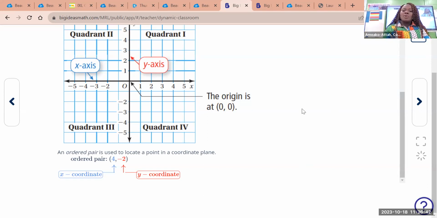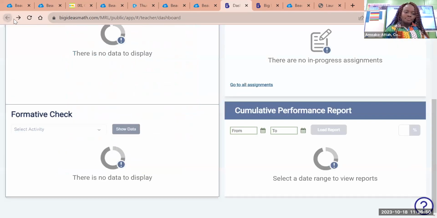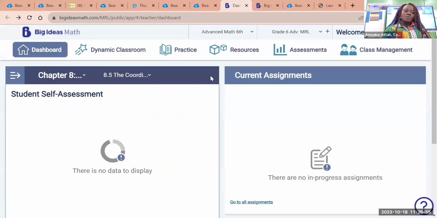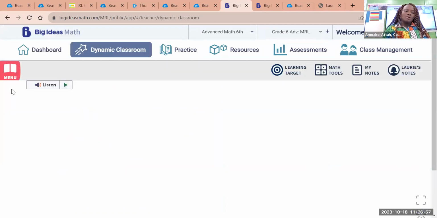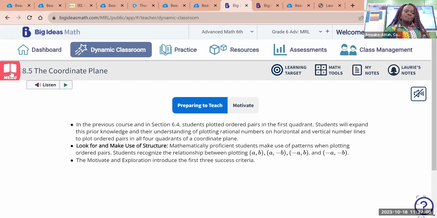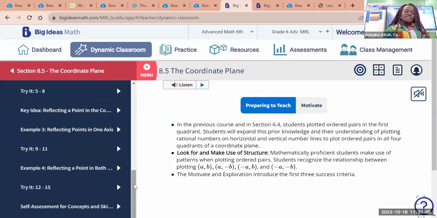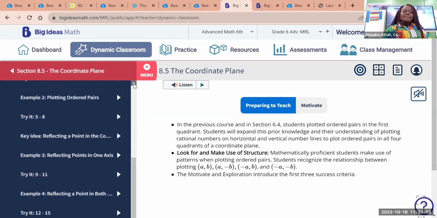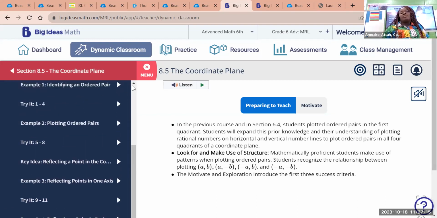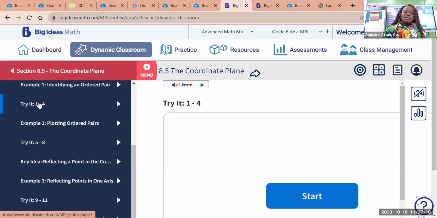All right, so being able to define these various terms, we've been able to identify the key ideas in our lesson. Now we come to some examples. We look at some examples of how to plot other ordered pairs in a coordinate plane.